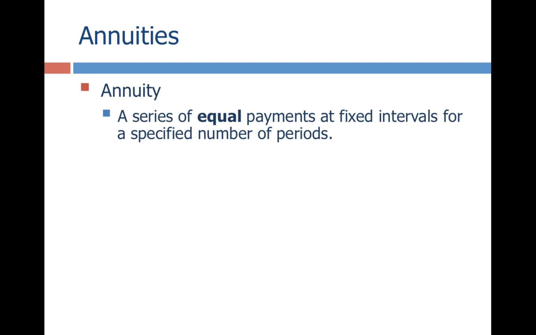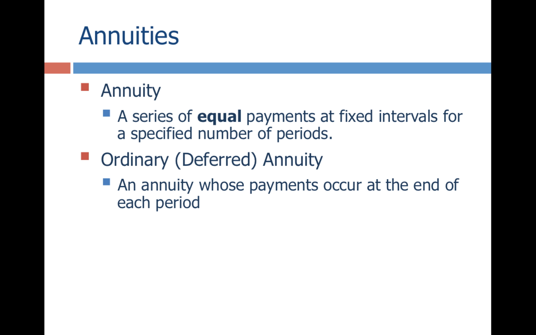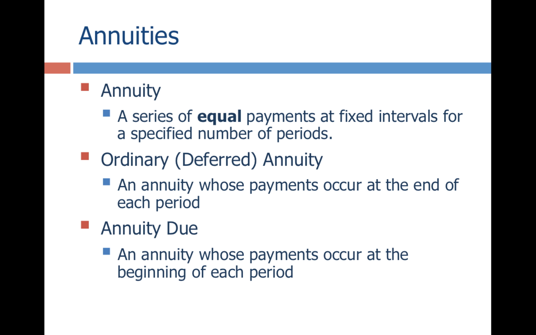There's two different types of annuities we're going to be discussing. The first is called an ordinary or deferred annuity. And this is an annuity whose payments occur at the end of each period. An annuity due is an annuity whose payments occur at the beginning of each period.